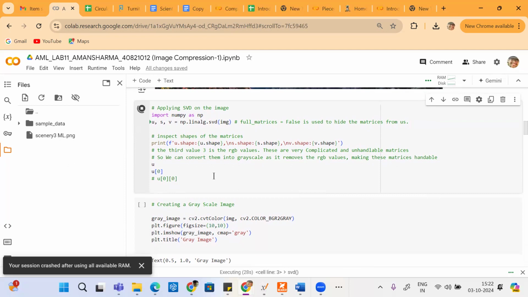Yes, it's taking too much time to load, because it compressed the image into a matrix, and that matrix is very large. So that's why it's taking time.